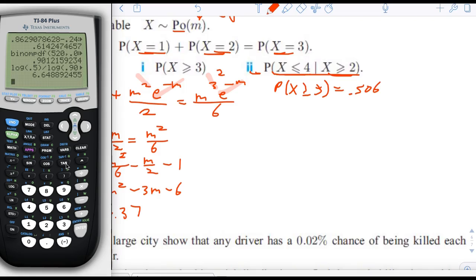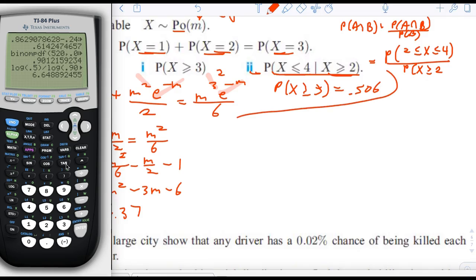So if you remember, what you need to do is, when you have the probability of A given B, that's equal to the probability of A intersect B divided by the probability of B. So the top is going to be the probability that x is between 2 and 4, and the denominator is going to be the probability that x is greater than or equal to 2. Okay? All right.